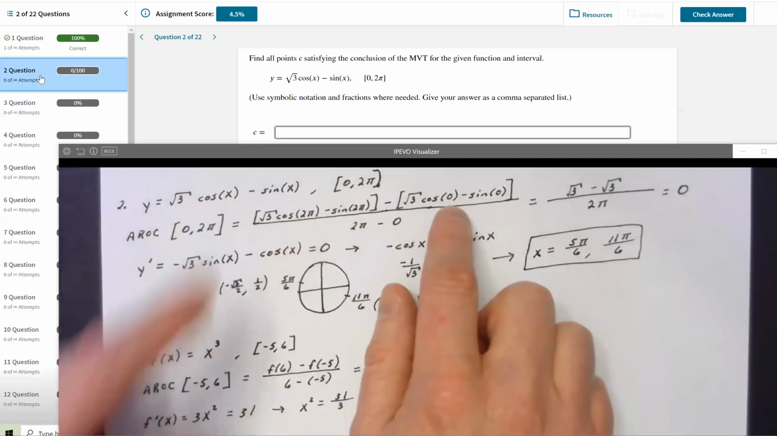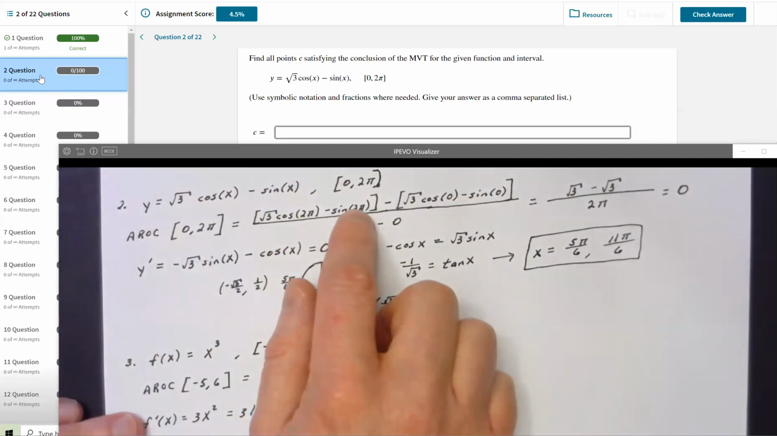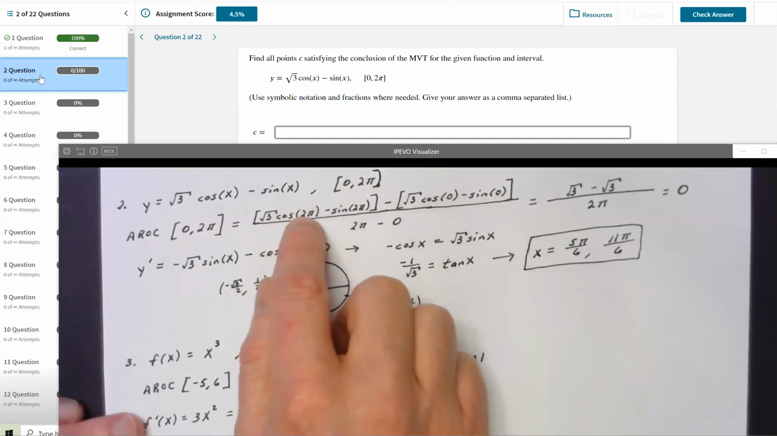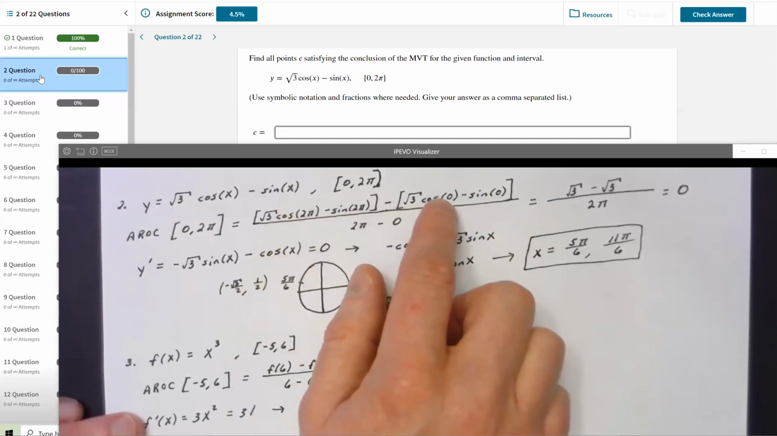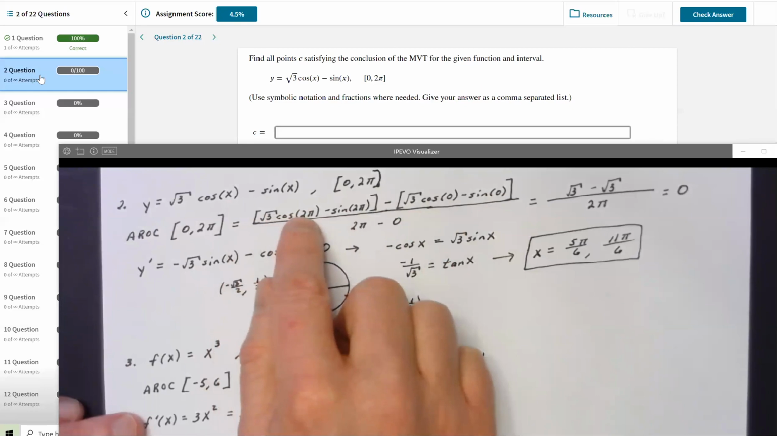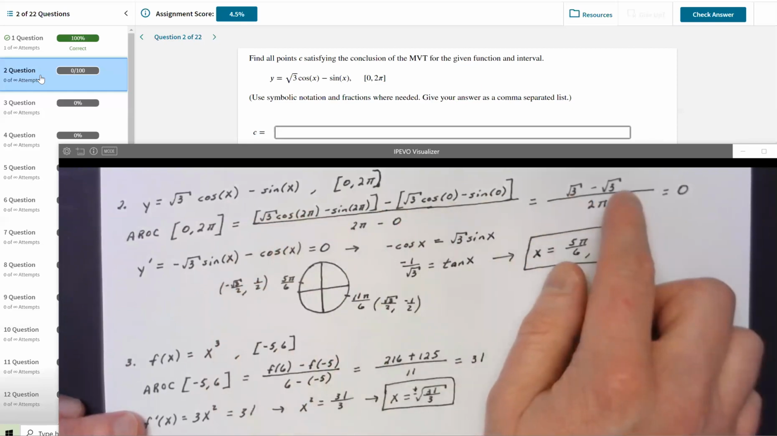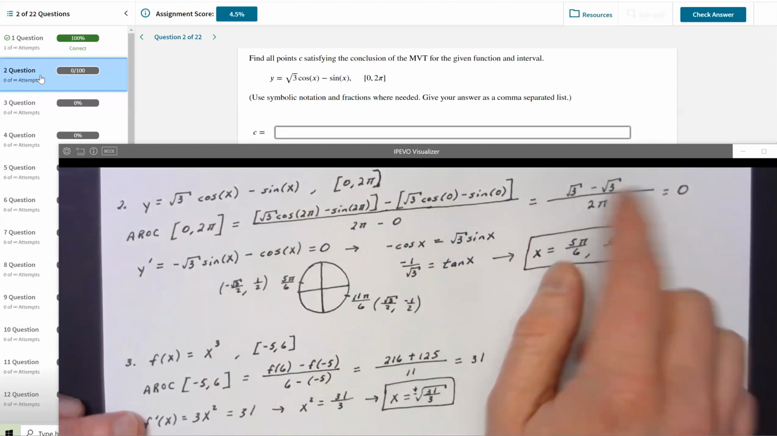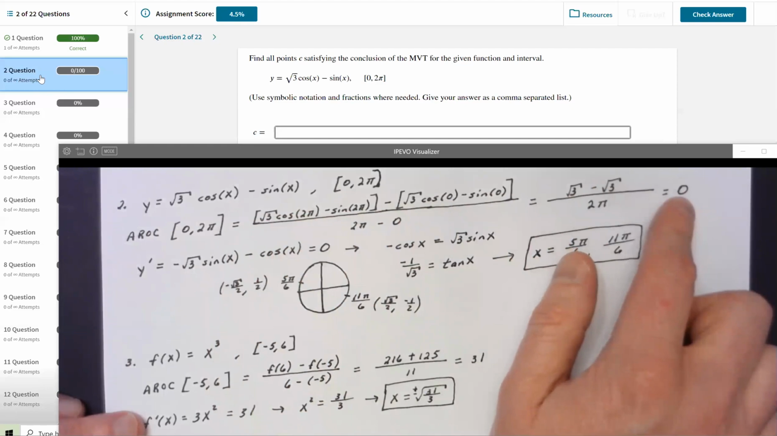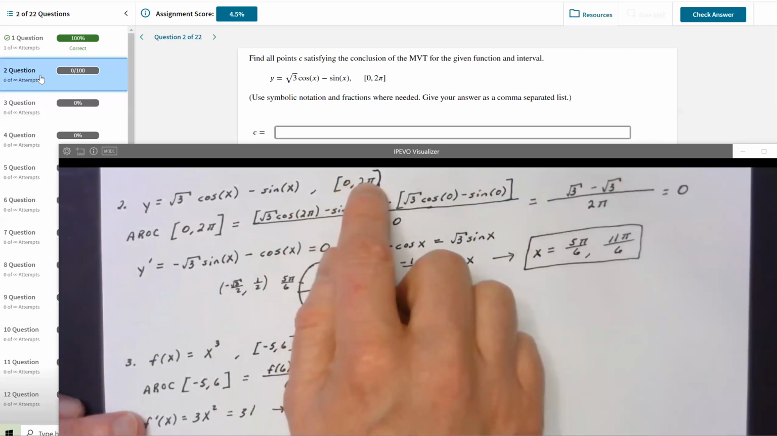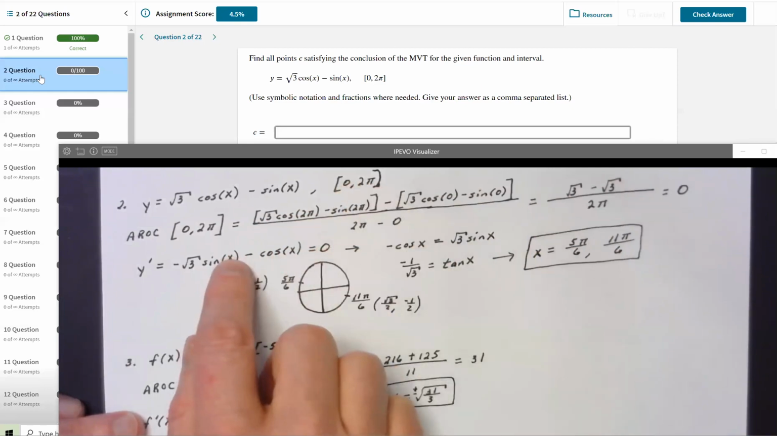Now, this doesn't really plug in too nicely. We know that the sine of 2 pi and the sine of 0 are both 0. And whether you take the cosine of 2 pi or the cosine of 0, you get a 1. So I get the square root of 3 times 1 minus the square root of 3 times 1. Your whole numerator ends up just being 0 because it's the square root of 3 minus the square root of 3. Divide 0 by any number, you get a 0. So I just need to show that my derivative is equal to 0 for some value of x between 0 and 2 pi. That's the goal of the mean value theorem.